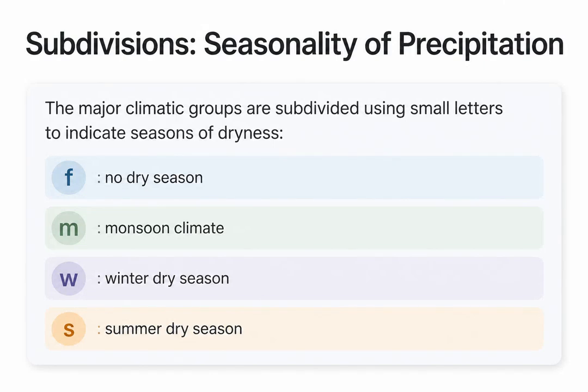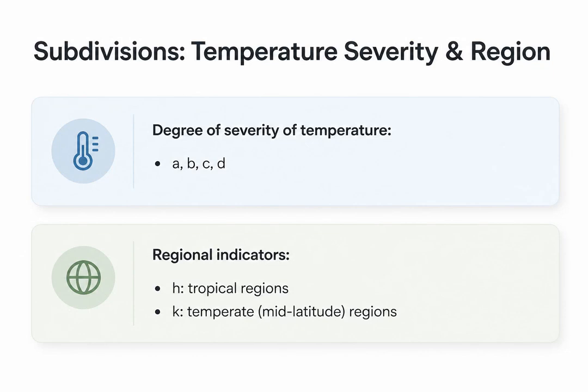To get more specific, Koppen subdivided these major groups using small letters based on the seasonality of precipitation. The letter F means there is no dry season. M stands for a monsoon climate, W indicates a winter dry season, and S indicates a summer dry season. He also used additional small letters to describe temperature severity. The letters A, B, C, and D indicate how hot the summers are or how severe the winters are. Furthermore, the letters H and K are used to specify regions, with H referring to tropical hot regions and K referring to temperate or cooler mid-latitude regions.